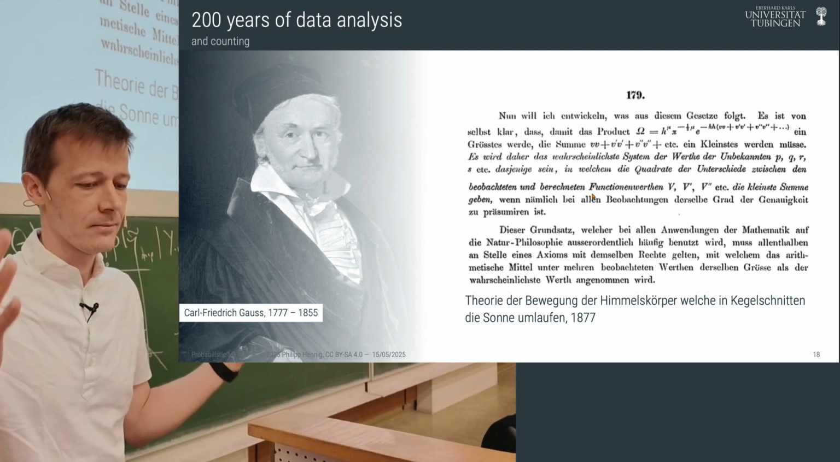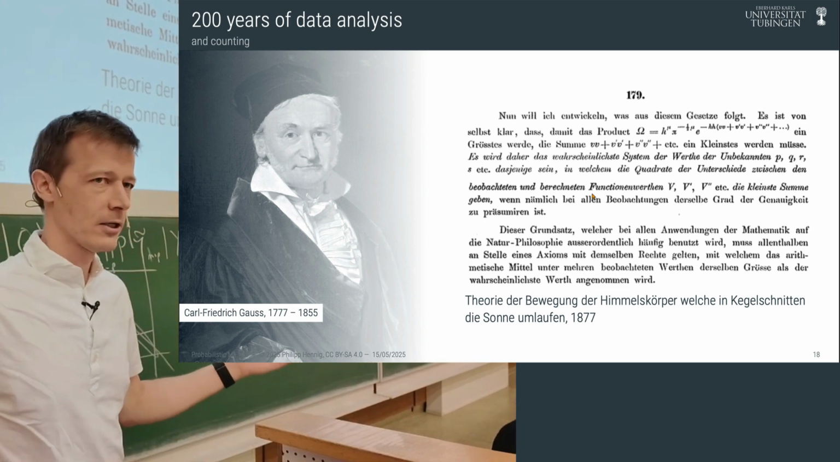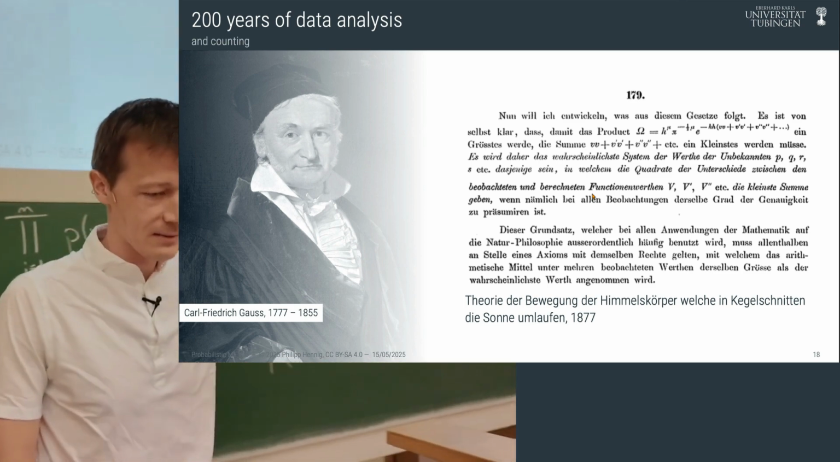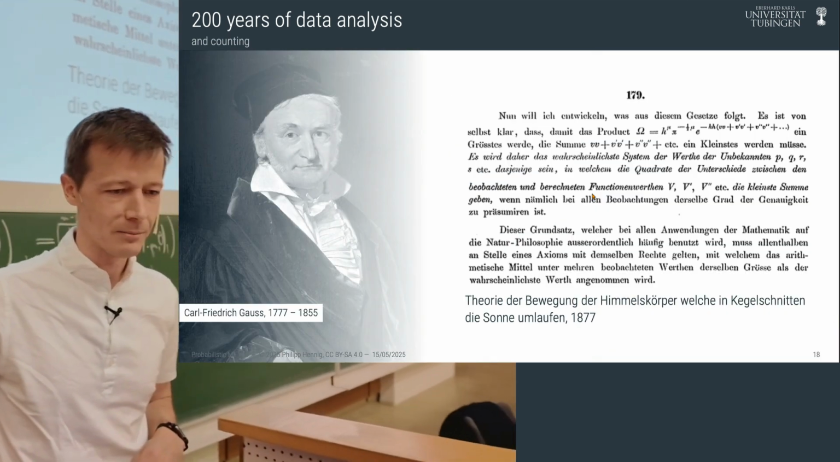There it is, Gaussian process regression. And that's why we call it Gaussian process regression and not Legendre process regression because, I don't know, he had a fancy picture of himself drawn and was like a fancy university professor, while Legendre maybe wasn't quite as good in the PR department.